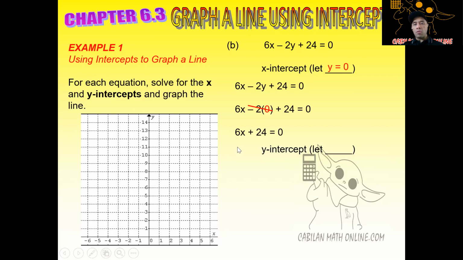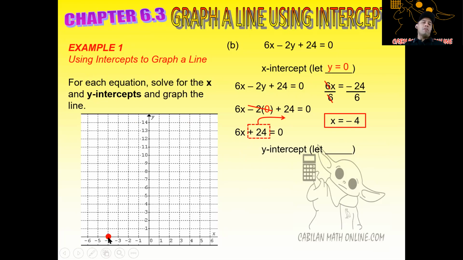Because remember, what we want to do here is to solve for this x. So we're going to leave the x exactly where it is, and we're going to take the 24 and move it to the other side, and then that becomes negative. And last but not least, divide both sides here by 6. And we have our first intercept: x is equal to -4. So for this one here on the left side, we're going to plot a point right there.